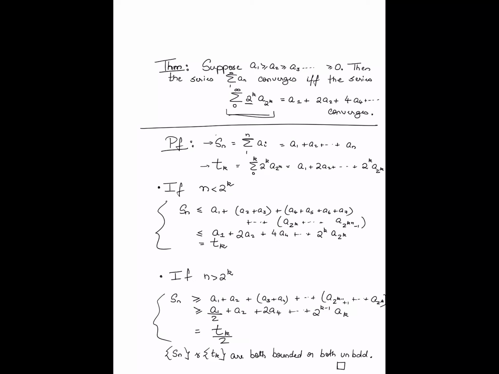So which means that summation an converges if and only if summation 2 raised to k a2 raised to k converges. Okay, so that is another useful test for convergence of series, particularly when we are dealing with series that have this structure, that the summands are all non-negative and they are decreasing, right? In that case, we can use this.